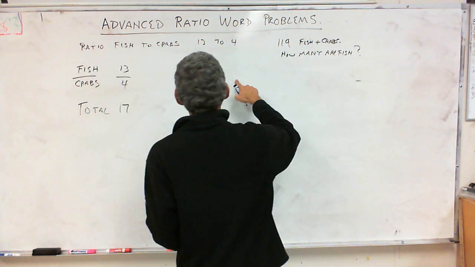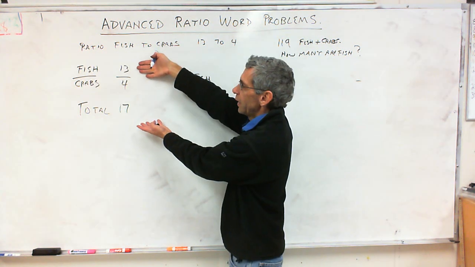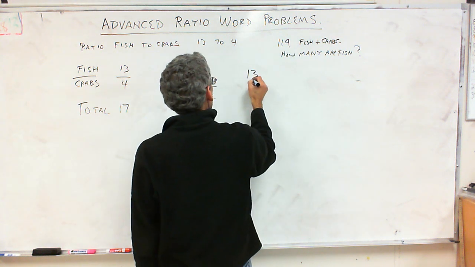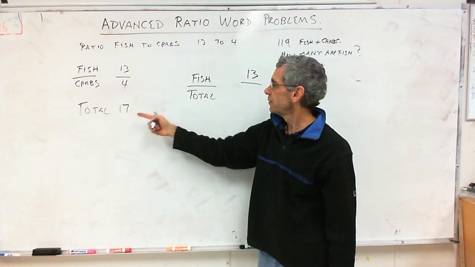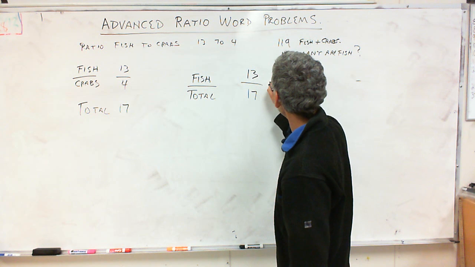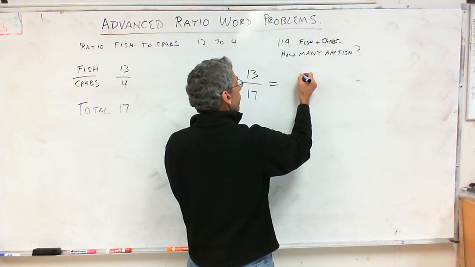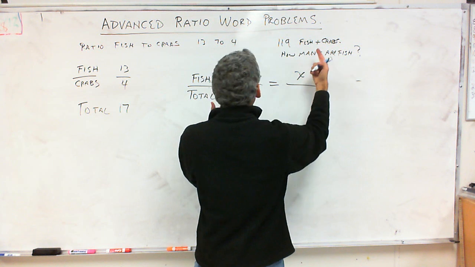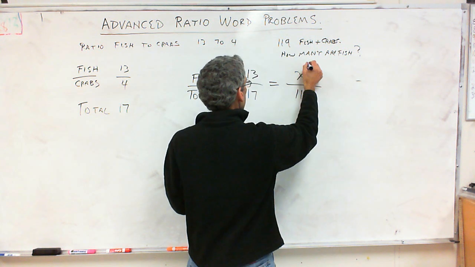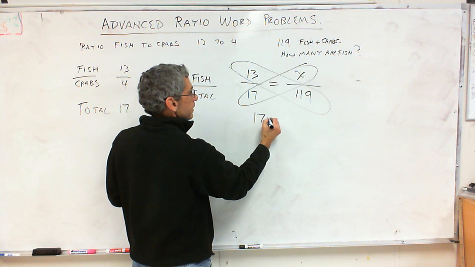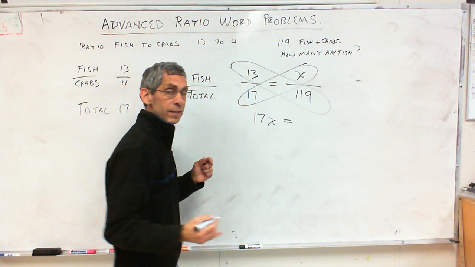Okay? The number of fish in my ratio column here is 13. So I'm going to write 13. The number of my total is 17. I'm going to put my equal sign. The number of my fish is unknown, therefore I'm going to make that x over 119. Beautiful. I do my cross multiplying. 17x is equal to 13 times 119.